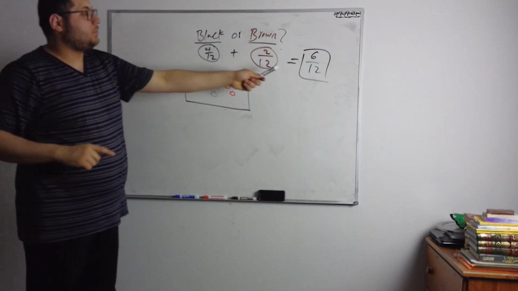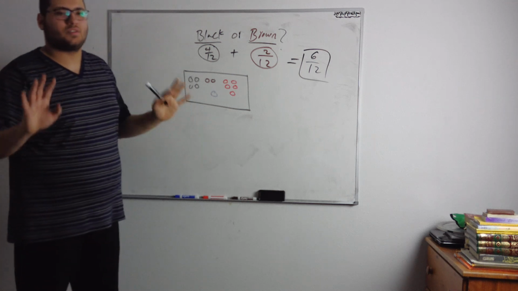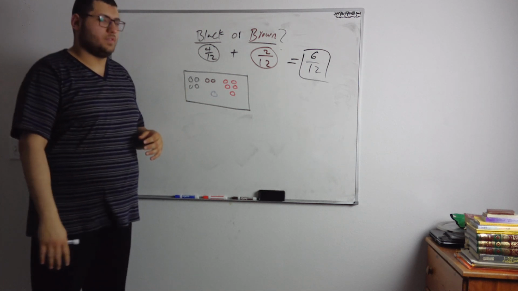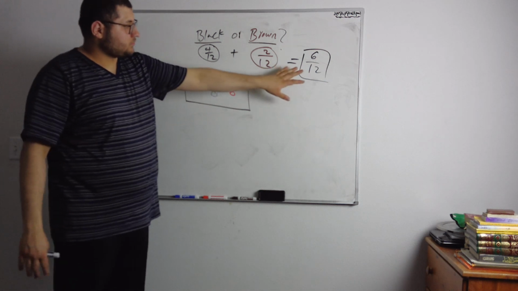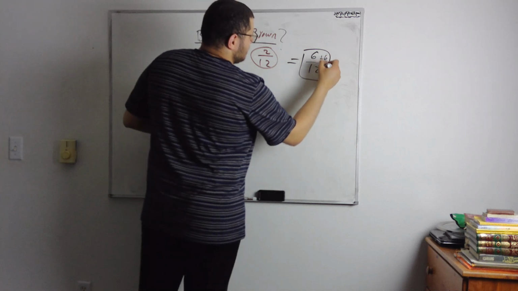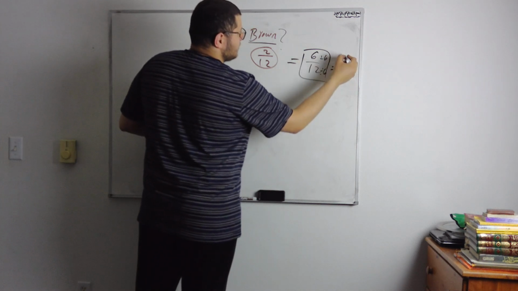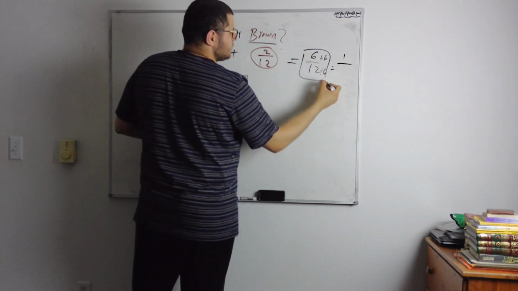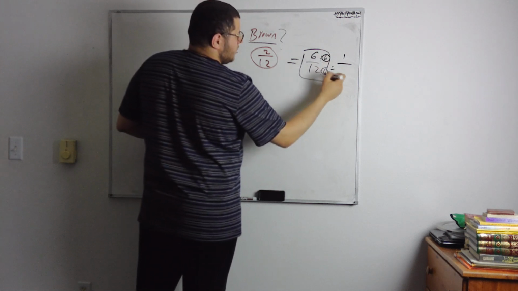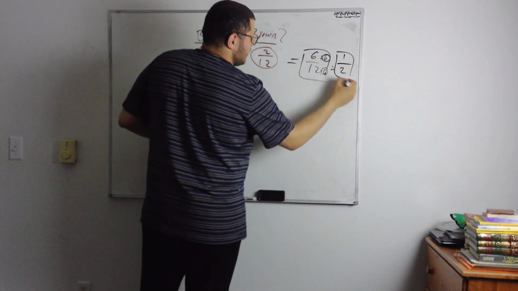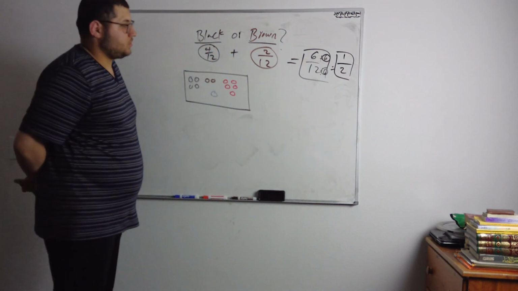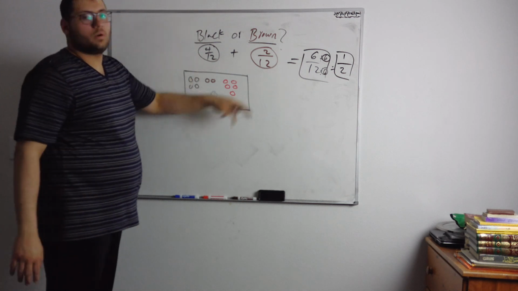If you know how to simplify this, awesome. If you don't know how to simplify it, it's okay. We're going to talk about simplifying in a future video. But for those who know how to simplify, you can just say 6 divided by 6 is 1. 12 divided by 6 is what? If you're going to divide by 6 in the numerator, you have to divide by 6 in the denominator. It's going to be 2. So 1 out of 2, 1/2. So this is how you find the probability of a black or a brown.